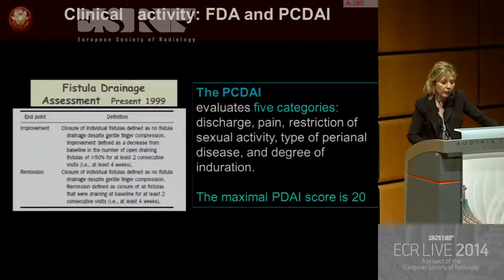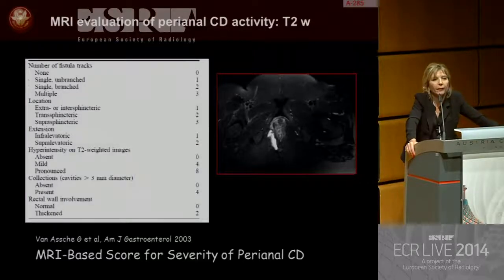So for this reason, the two main clinical indexes for the assessment of activity, that are the fistula drainage assessment and the perianal Crohn's disease activity index, are not extremely adequate and satisfactory in evaluating the fistula, and there is a large consensus also between the gastroenterologists that MRI is the tool to assess the persistence and the activity of the fistula.